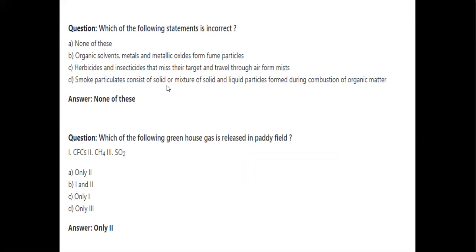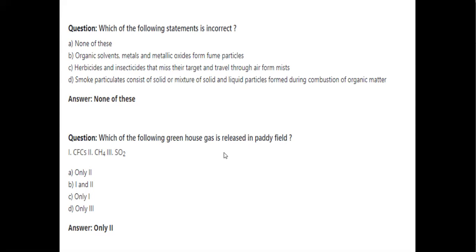Smoke particulate consist of solids or mixtures of solid and liquid particles formed during combustion of organic matter. Here all the statements are correct. So which one is incorrect? No one is incorrect here. So none of these. Your option A is the right answer.